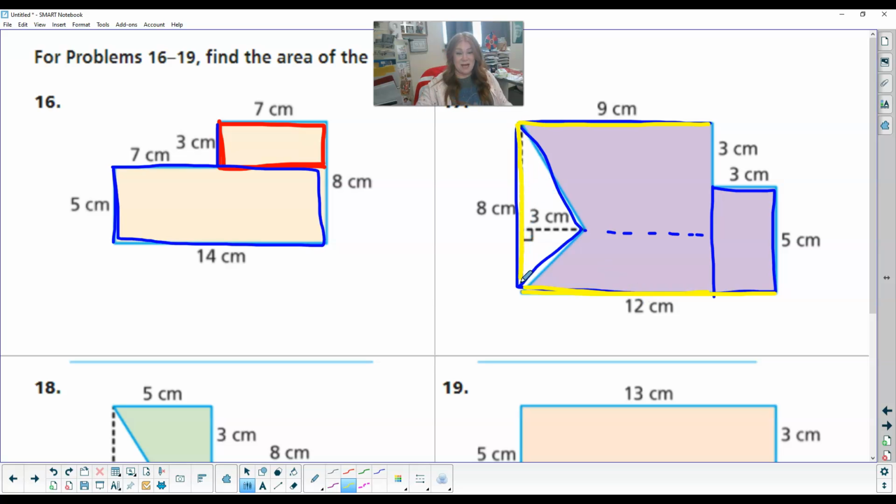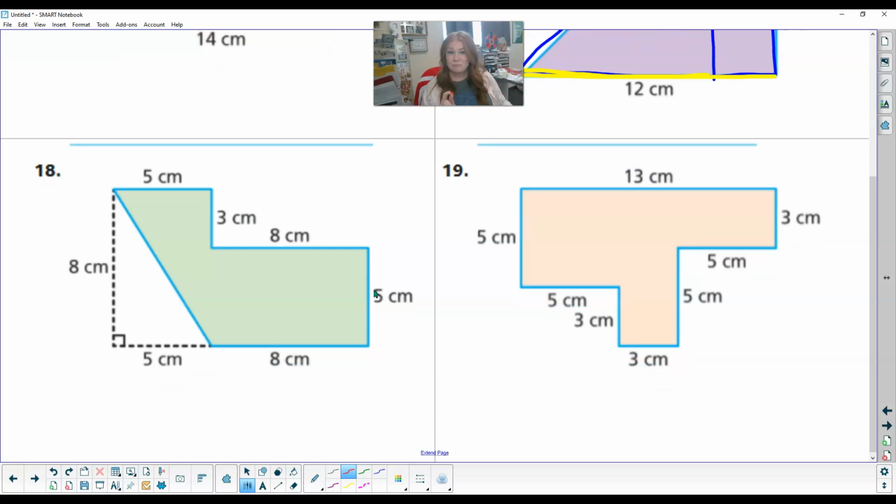And then my height is 8, so this is 9 times 8. So we're doing 9 times 8. And now I've got to find this triangle. So my triangle, the base is 8, the height is 3, cut in half, and I take that away. So here's my rectangle minus the triangle, add my two pieces together.